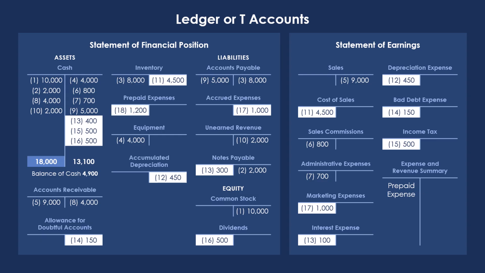Journal entry number 18, debit prepaid expense, 1,200. Credit cash, 1,200. Here we are paying for something before we use it. It could be a bill from an attorney before services are rendered. It could be first month's rent before moving in.